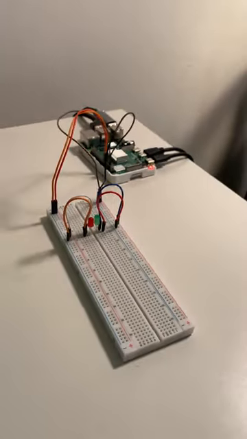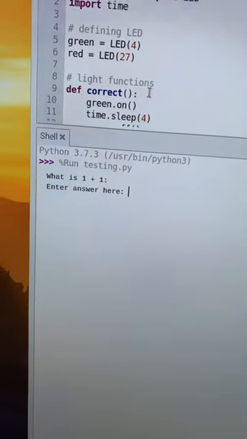So far, I connected the Pi to this breadboard and made this program that asks you questions. If you get the question right, the green light turns on, but the wrong answer makes the red light turn on.